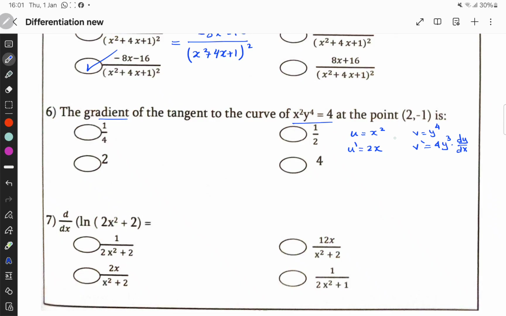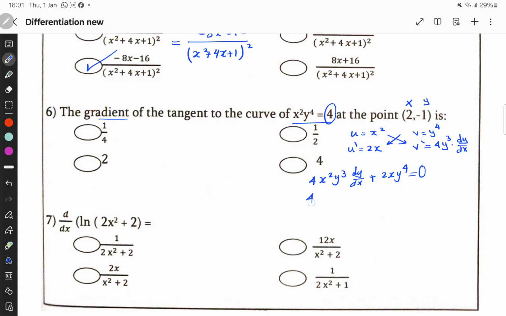Now apply that to differentiate. x squared times 4 will be 4x squared y cubed times dy over dx, plus 2x times y to the power 4, all of that is equal to the differentiation of 4, which is a constant value, equals 0. And to find the derivative of any implicit function at a given point, we just substitute by replacing x by its value and y by its value.